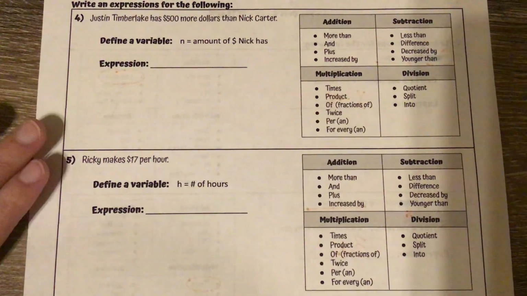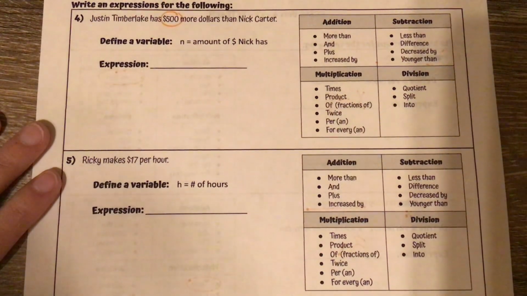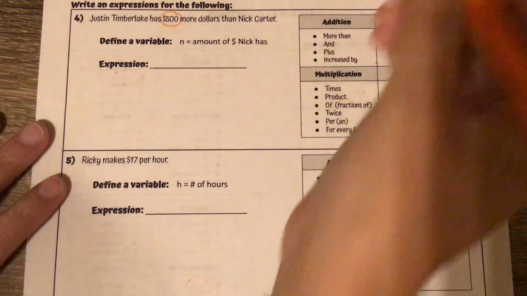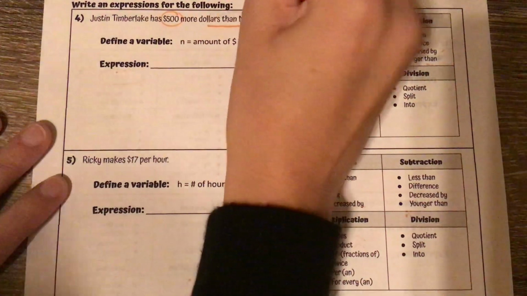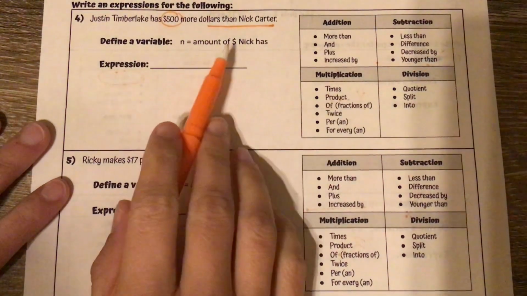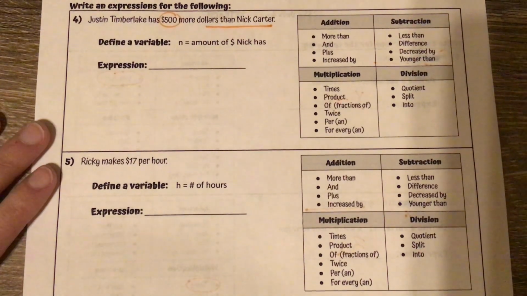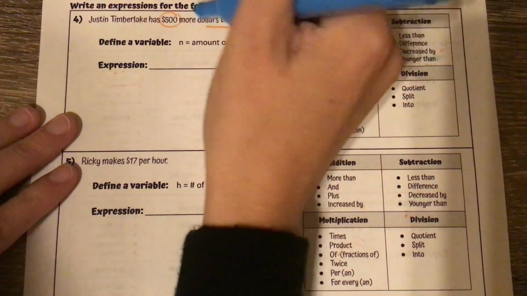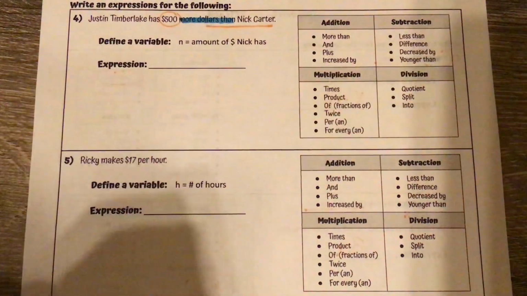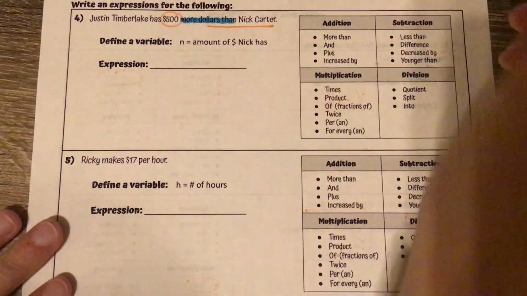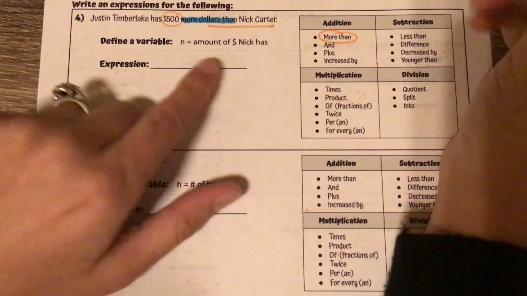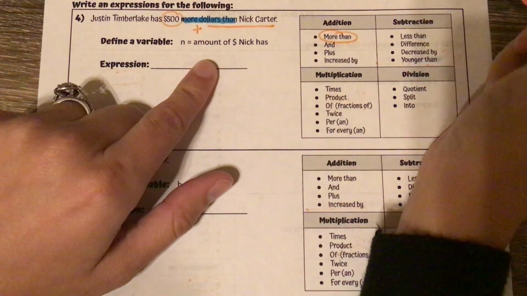Number 4, Justin Timberlake has $500 more than Nick Carter. So what we don't know is the amount of dollars that Nick Carter has. So the amount of money that Nick has, I'm writing as N for our variable. And then the key word, it's kind of split into 2 parts, but we see more dollars than. That has more than, which I see over here. I'm going to circle in the addition part.